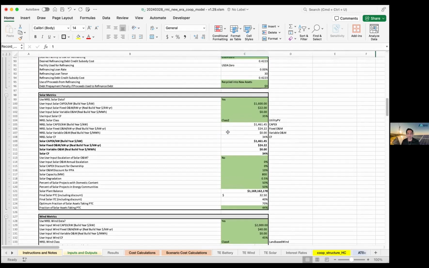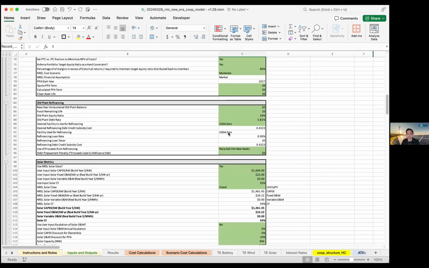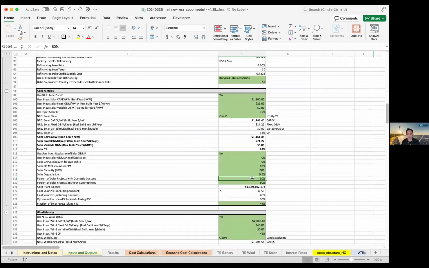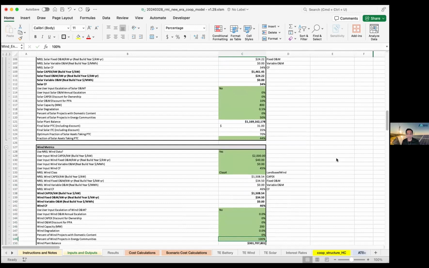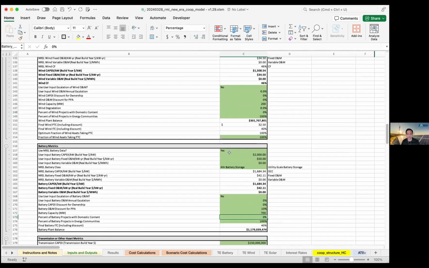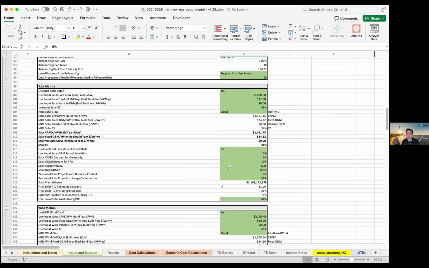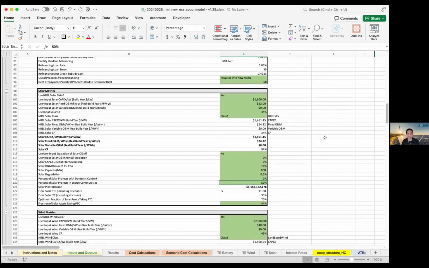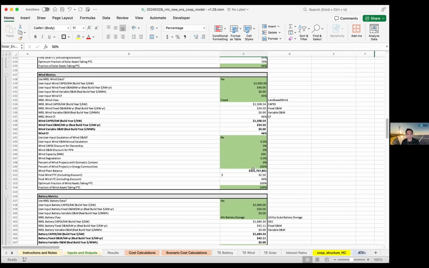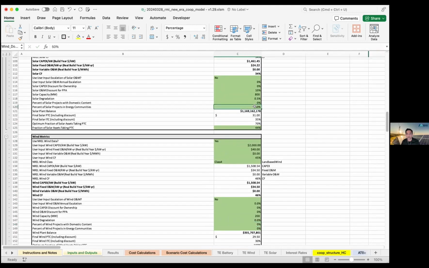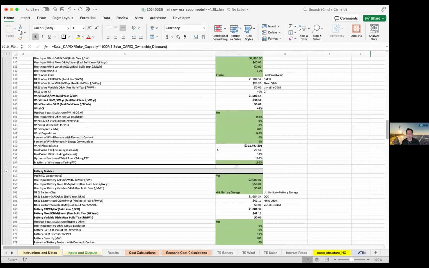Next, I want to make the changes in the assumed bonus adders. Let's suppose I want to look at a situation where I couldn't get any of the domestic content in any of the wind, solar, or storage. So I'm going to take that to 0. And in fact, I want to make it a little worse. I wasn't able to site the wind or the solar in an energy community. So this is a much less attractive situation.